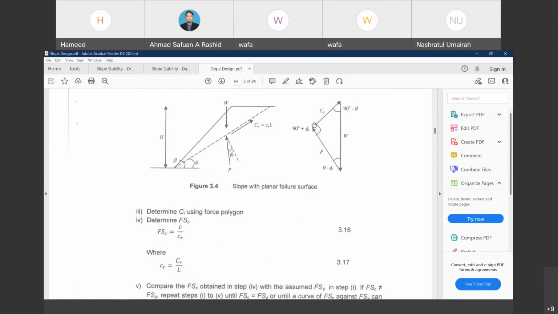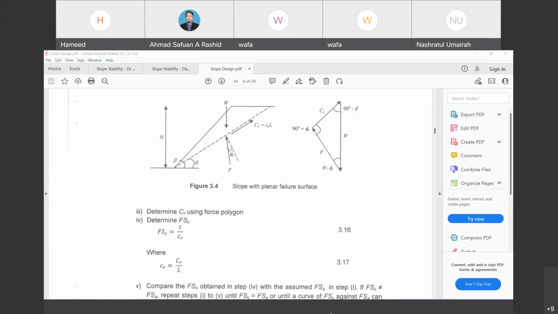In order to obtain the CR, we need to calculate the W. Then we can determine the CR. How to determine the CR? I will show you by drawing a figure.